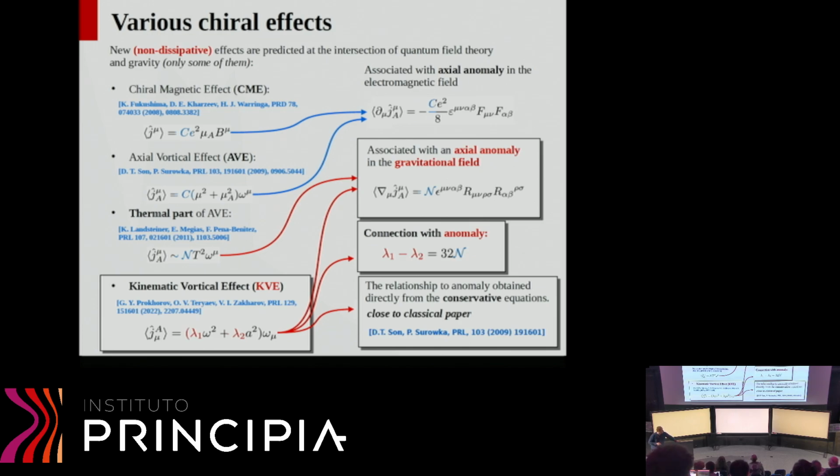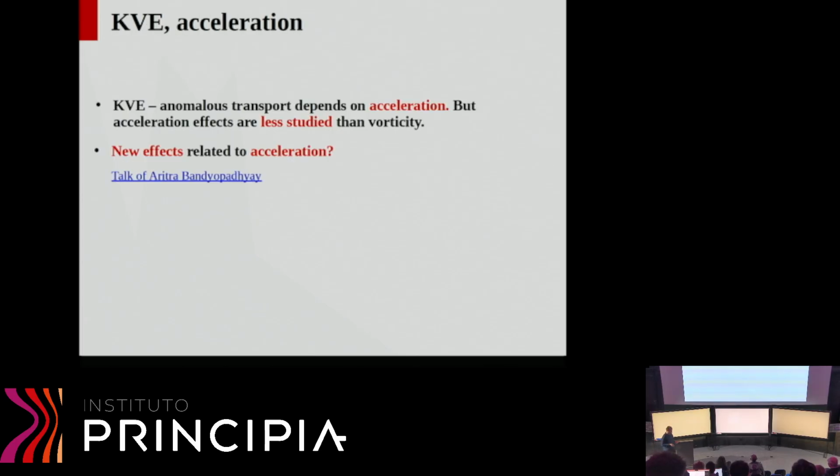And it is interesting that this result can be obtained from basic conservation equations. So this derivation can be compared to the classical derivation of Son and Surowka. So we can conclude that acceleration is important for transport effects, and this motivates us to consider it in more detail, because unlike vorticity, acceleration is discussed much less in this context. Let me give a reference to the talk of Aritra, in which he discussed some interesting effects of acceleration for the leptons.